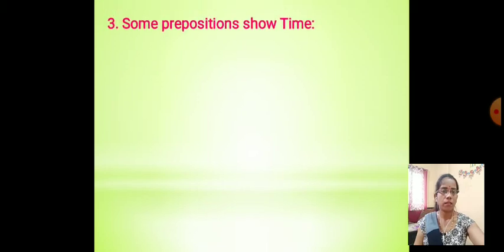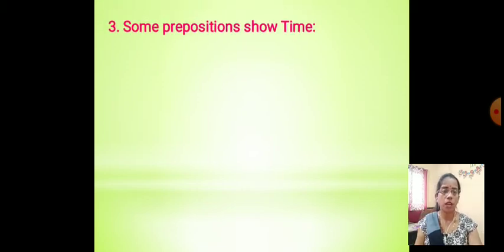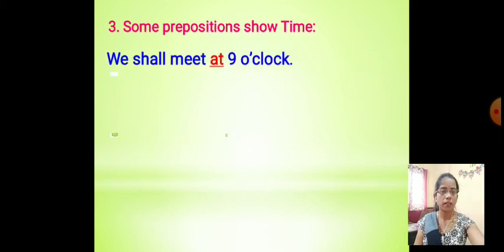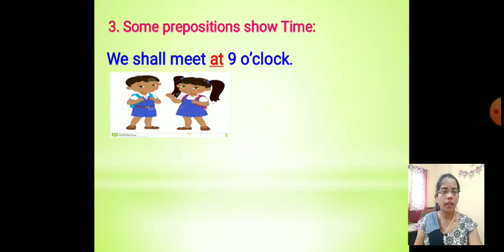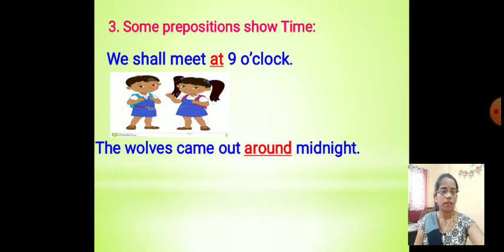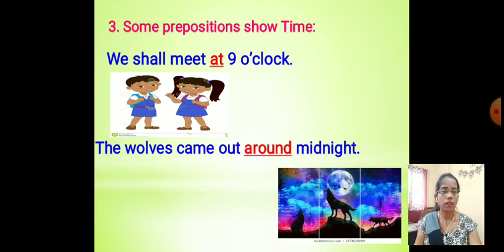Third one, some prepositions show time. It means some prepositions indicate to us the particular time. Let's see some examples of it. We shall meet at 9 o'clock. Now here at shows the exact time of the meeting. Next one. The wolves come out around midnight. Around shows the timing, that is the midnight. So these are the prepositions which we have used to show the particular time, right?